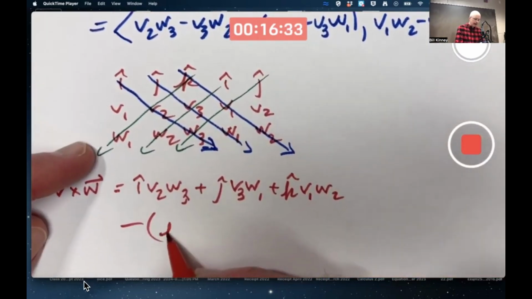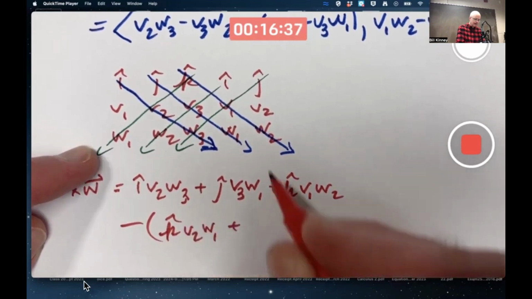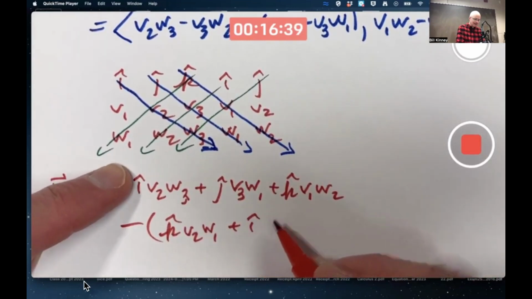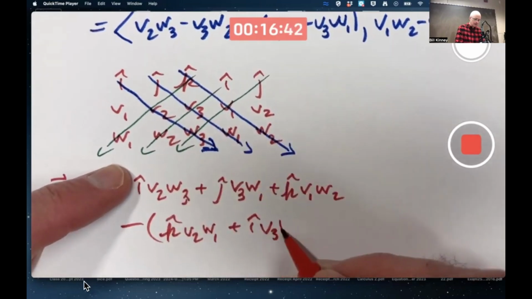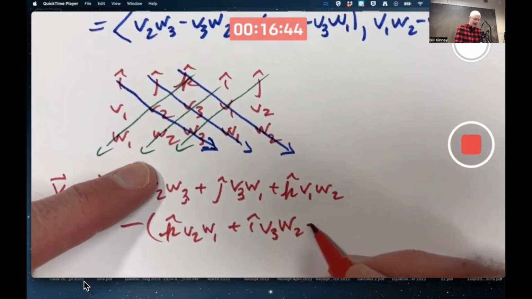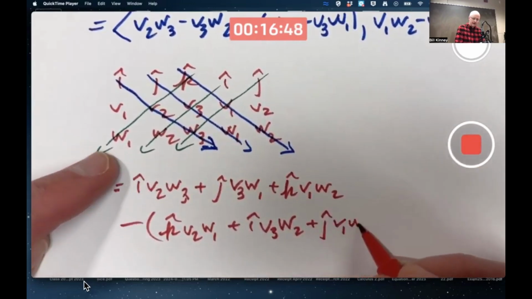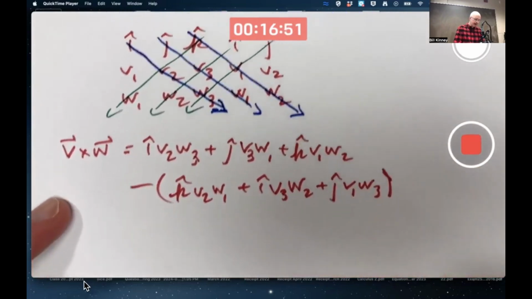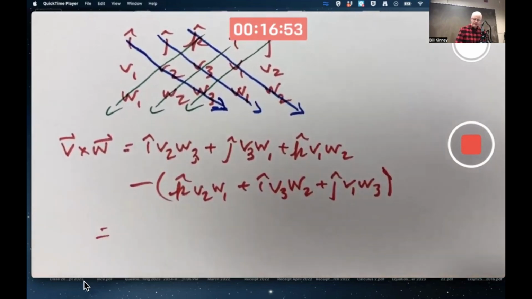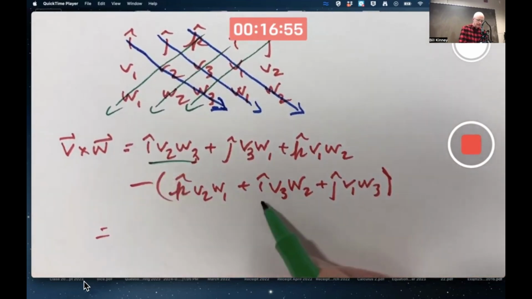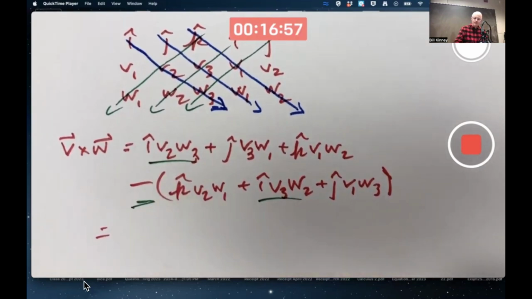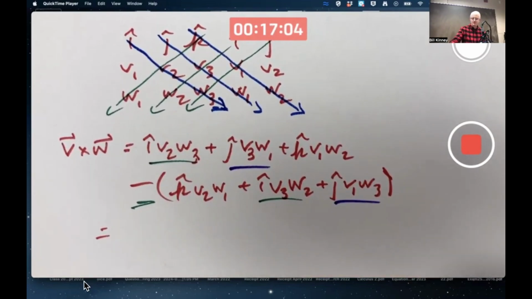First green arrow gives you K hat V2 W1. Second one gives you I hat V3 W2. Third one gives you J hat V1 W3. Simplify, group together the I hat terms with the minus sign, the J hat terms, and the K hat terms.